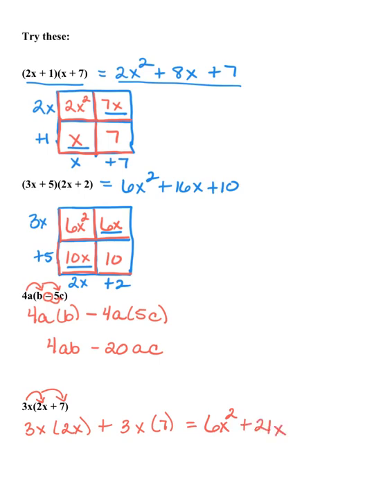And of course, for these last two problems, if you wanted to set up a generic rectangle to model things, you could. This one would be 4a on one dimension and b and then a negative 5c on the other. This one would be 3x on one dimension and then 2x plus 7 on the other. And you would find that the areas of those little boxes equal the parts that we came up with ourselves for the area as a sum.